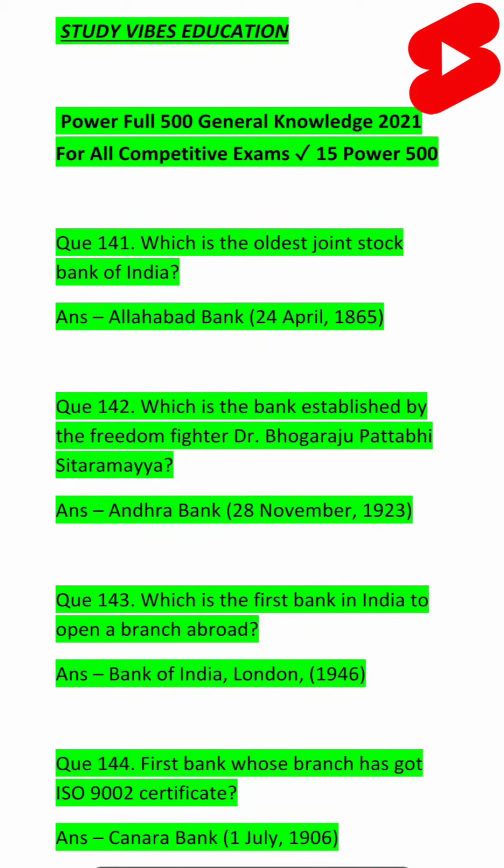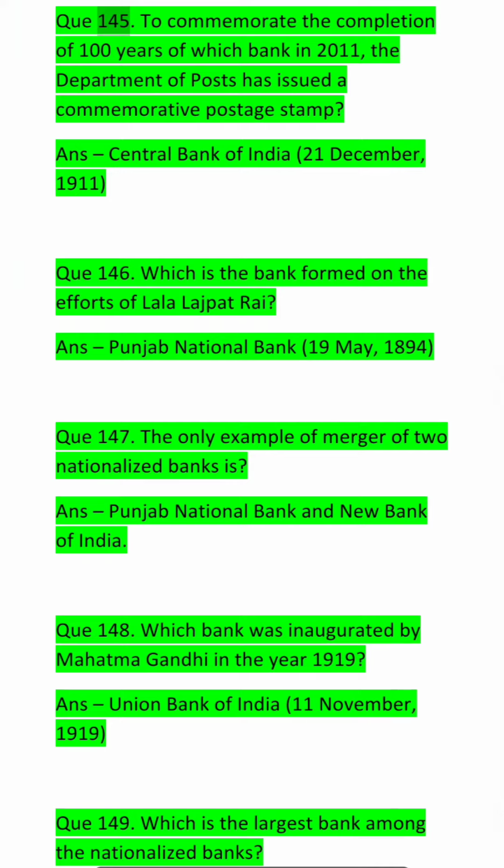Answer: Bank of India, London, 1946. Q144. Which is the first bank whose branch has got an ISO 9002 certificate? Answer: Canara Bank, the 1st of July 1906. Q145. To commemorate the completion of 100 years of which bank in 2011, the Department of Posts has issued a commemorative postage stamp? Answer: Central Bank of India, the 21st of December 1911.